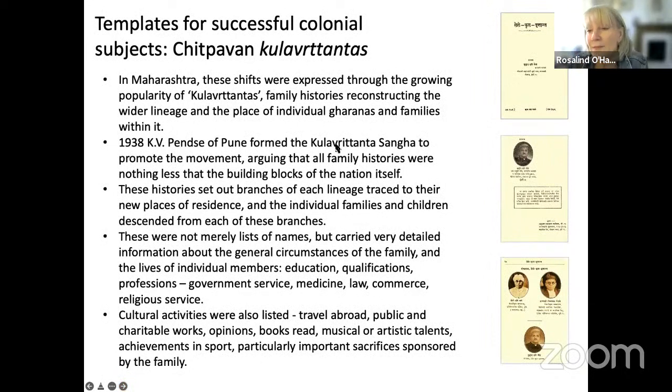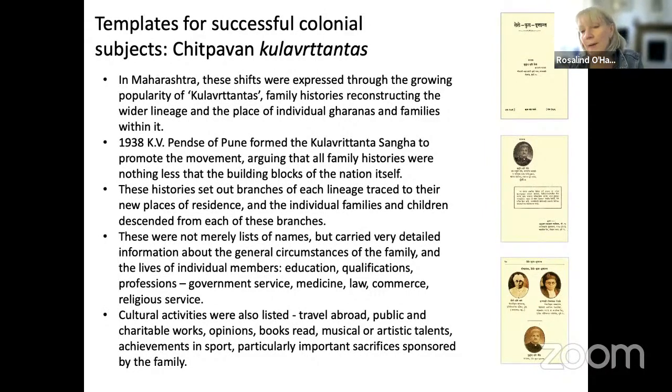Now, let me make some of these arguments a little bit more concrete. Some of you, particularly those from Maharashtra, may be aware of a genre of literature called the Kulavratant, that is to say, the family history. And what's very interesting, and again, this is mentioned in the article on Chitpawan family history, Chitpawan occupations, by Maureen Patterson, is that there came really from the 1920s to be an absolute wave of enthusiasm amongst Chitpawan and then all other Brahmin communities in Maharashtra for family histories of these kinds.